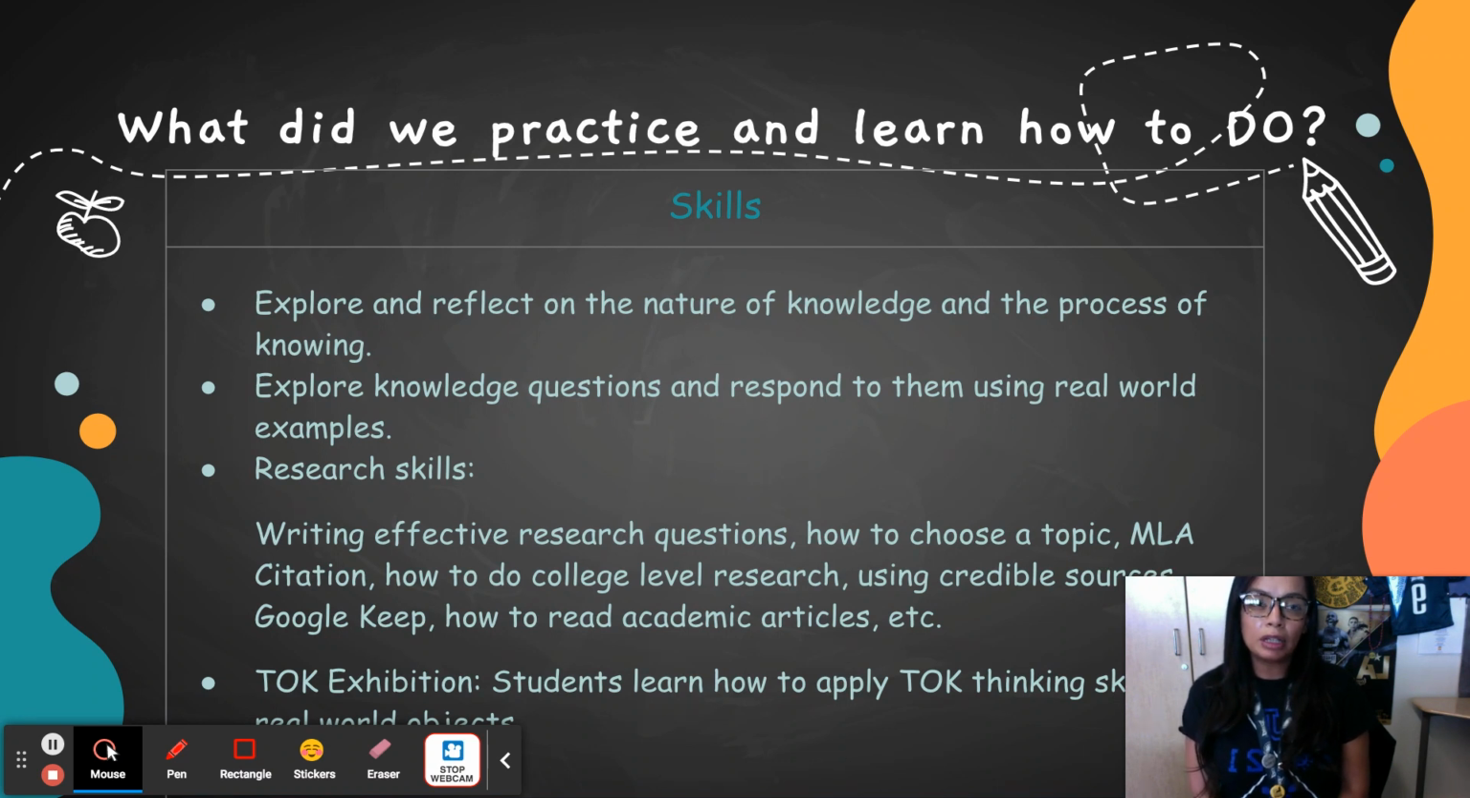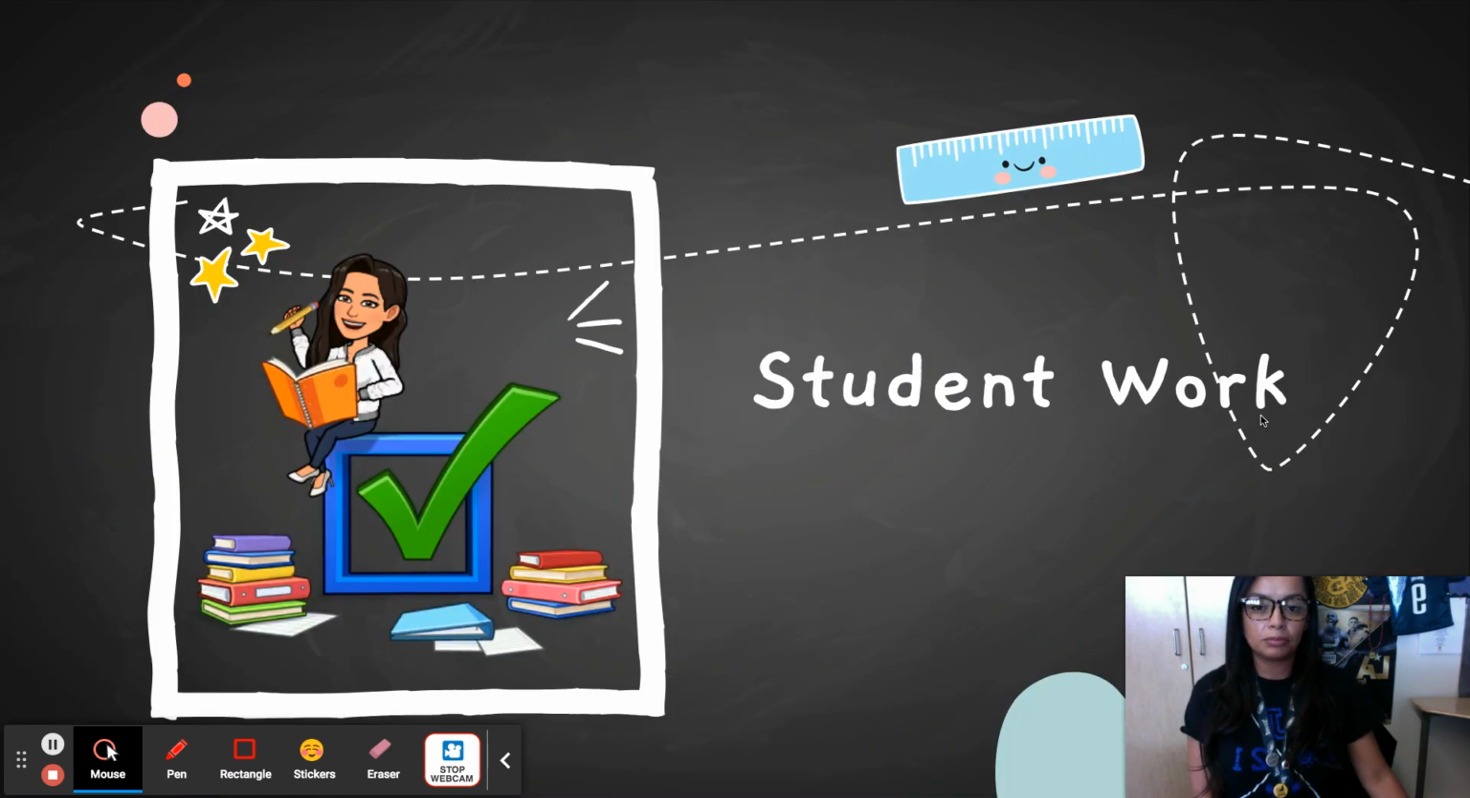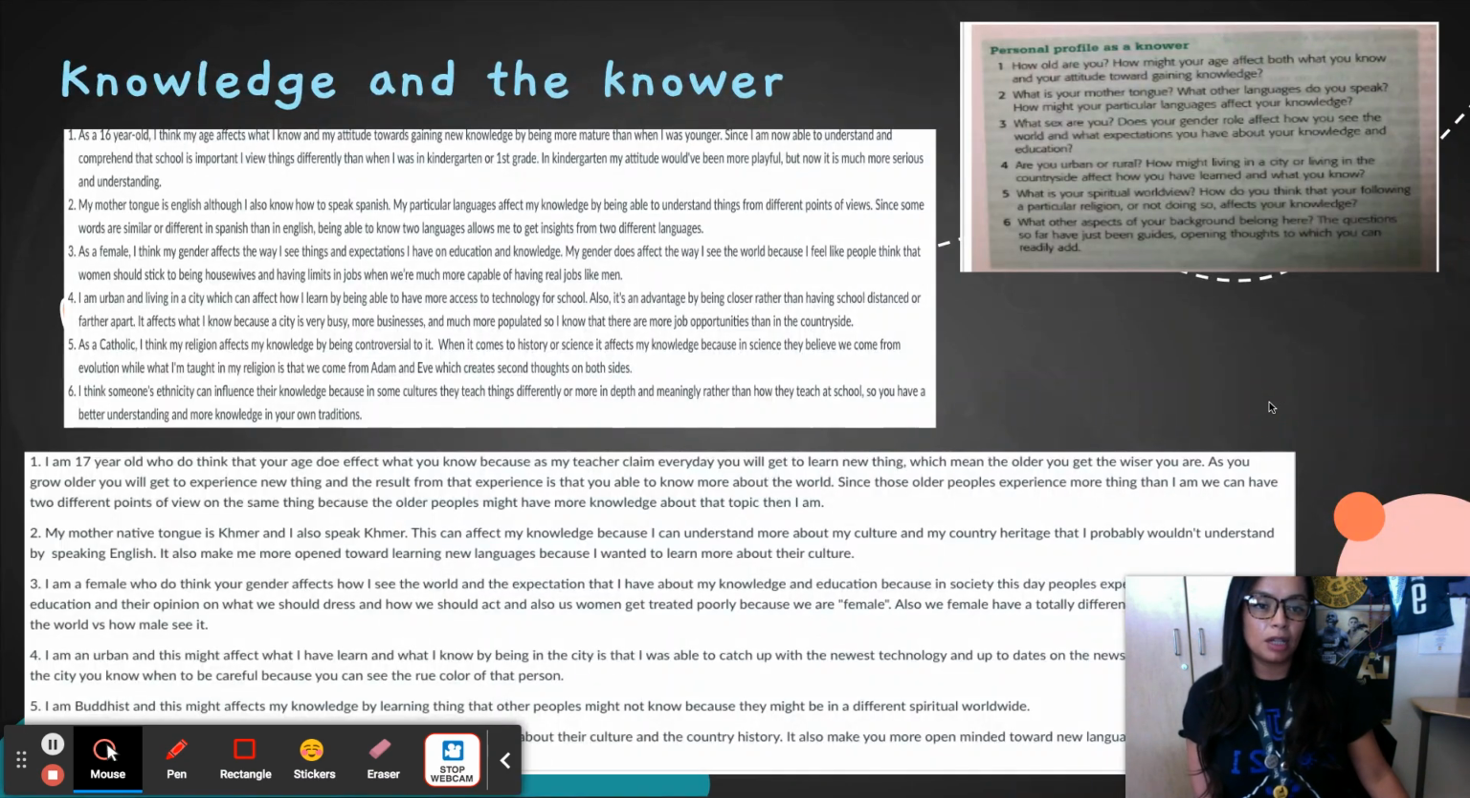Also learning how to do one of the TOK assessments, which is the TOK exhibition. Students learn how to apply their TOK thinking skills to objects of their choosing. So these are more just the skills, the actual things that students can take from this class and perhaps even use in other classes. And here's just some student work from this year.